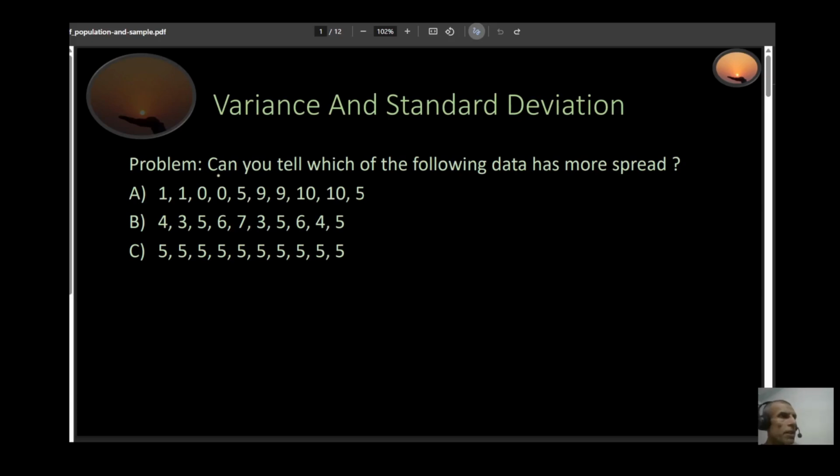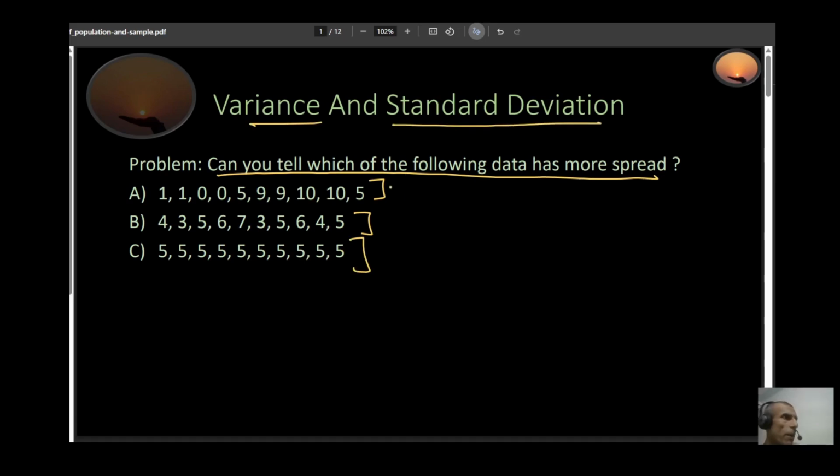Problem statement. Can you tell which of the following data has more spread? Is it A, is it B, or is it C? This session is about answering these types of questions. This session is about variance and standard deviation. By the way, the answer is A.